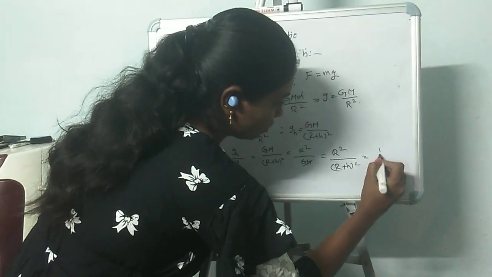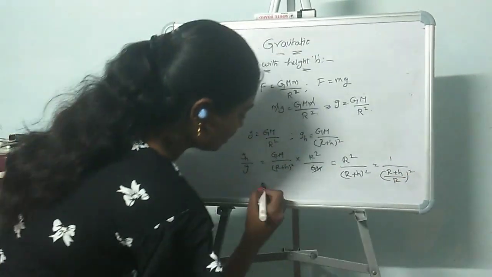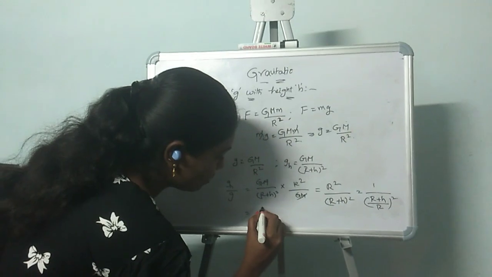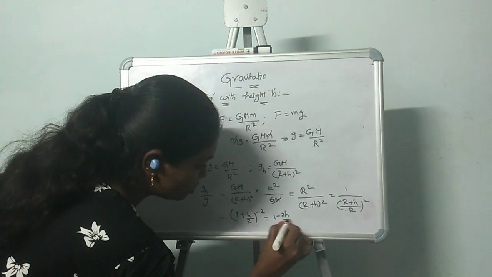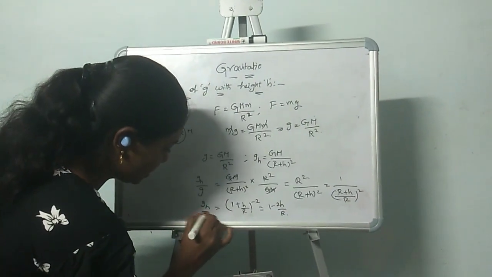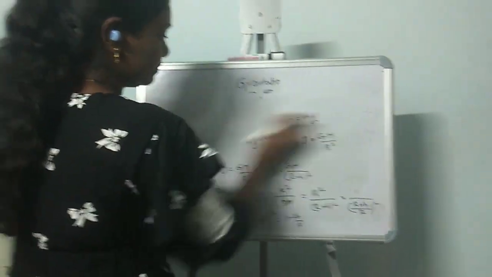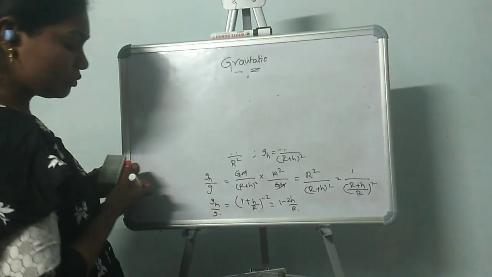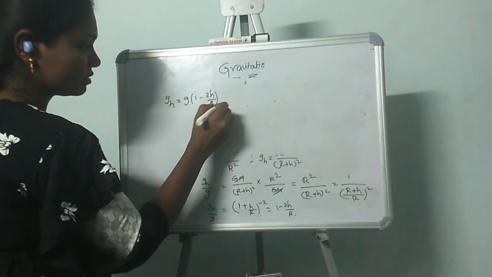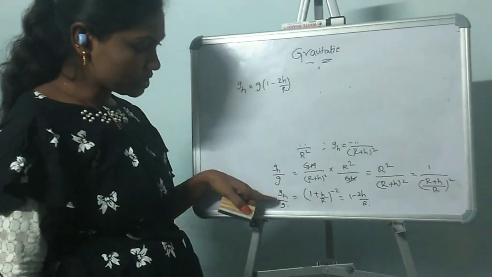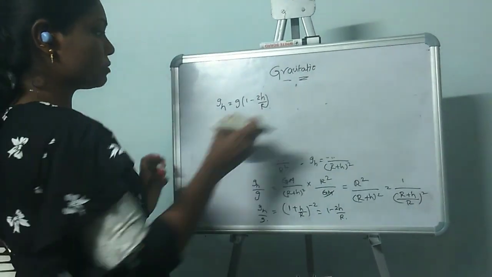Then we can write 1 by 1 plus h by R whole square, that is 1 plus h by R whole power minus 2, approximately 1 minus 2h by R. So gh by g equal to 1 minus 2h by R. Then we find gh equal to g into 1 minus 2h by R.